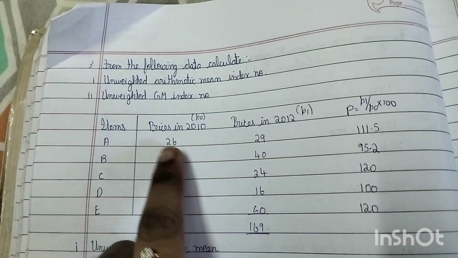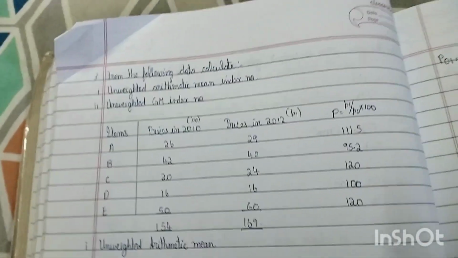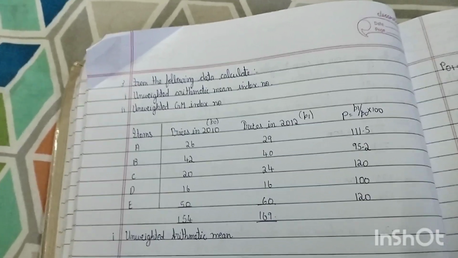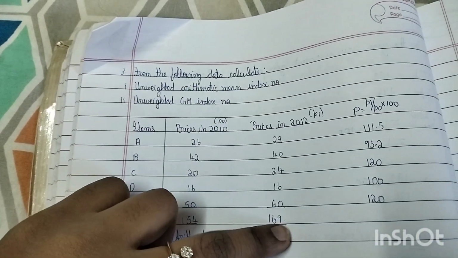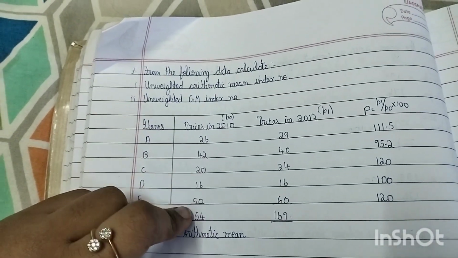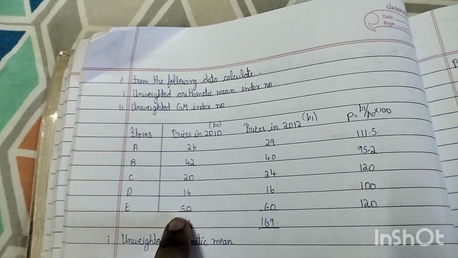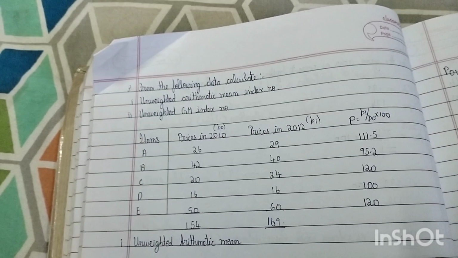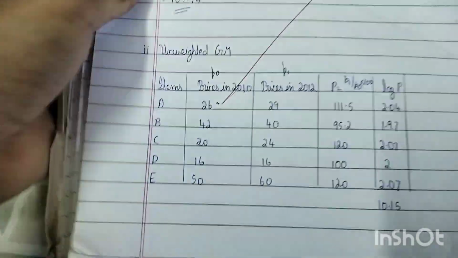So if you want to find P, it is nothing but P1 divided by P0 into 100. So the unweighted arithmetic mean is P1 by P0 into 100. You add all these two, you get 169. Add all these two, you get 154. So P1 by P0, that is 169 divided by 154 into 100. That's the unweighted arithmetic mean. Geometric mean is nothing but antilog summation log P by N.